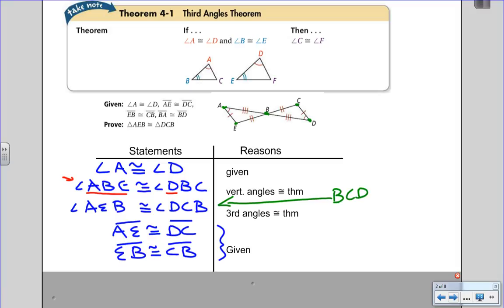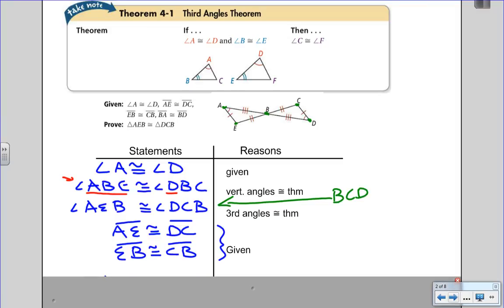Alright, next. We have all the angles taken care of, so let's move on to segments. Segment AE is congruent to DC, and segment EB is congruent to CB. That's given. Also, I should have included the third given in there. That's my bad. Let's throw that in there right now. BA is congruent to BD.